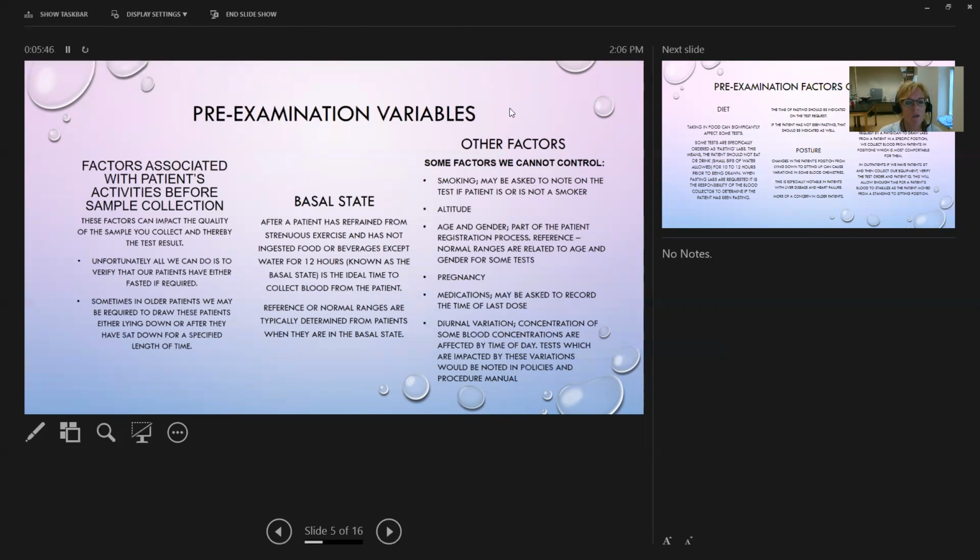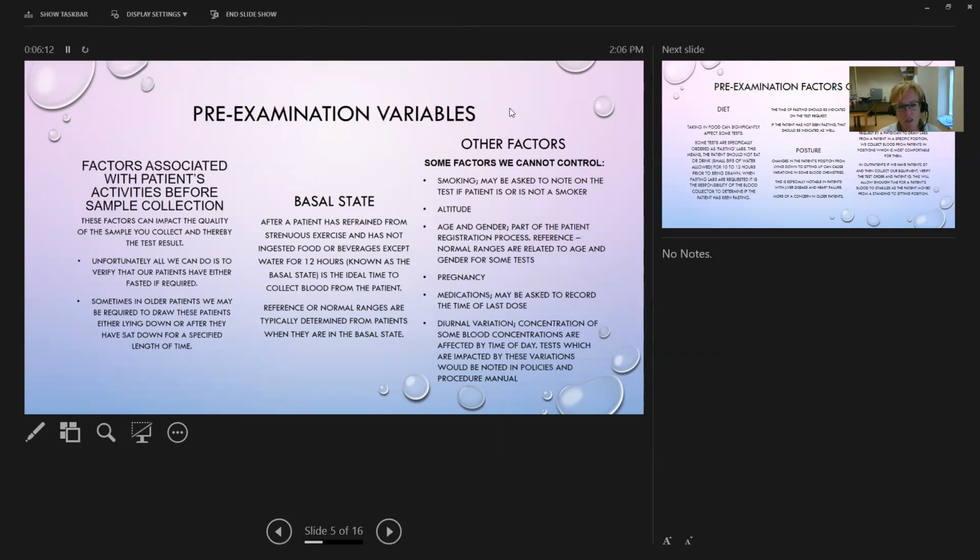In older patients, they may need to lay down, or they are frequently laying down. For certain tests, we need a patient to have their basal state. So patients ideally should be drawn not right after strenuous exercise, with at least 12 hours fasting. That's the ideal time to collect blood from the patient. Their body's at their resting state. Normal or reference ranges are determined from patients at this state.